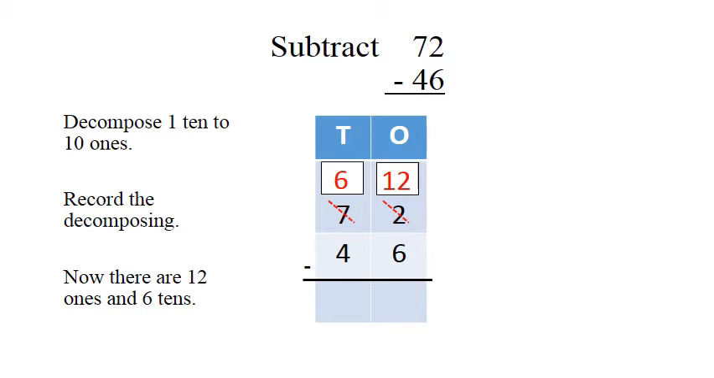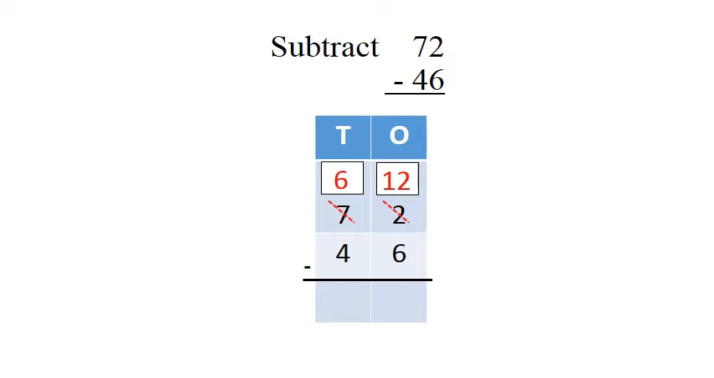Now I have 12 ones and 6 tens. So therefore I can subtract. I'm going to take 6 ones from 12 ones. So how many ones are left?